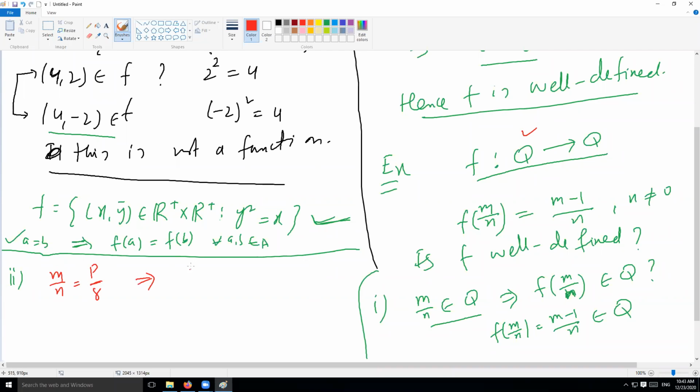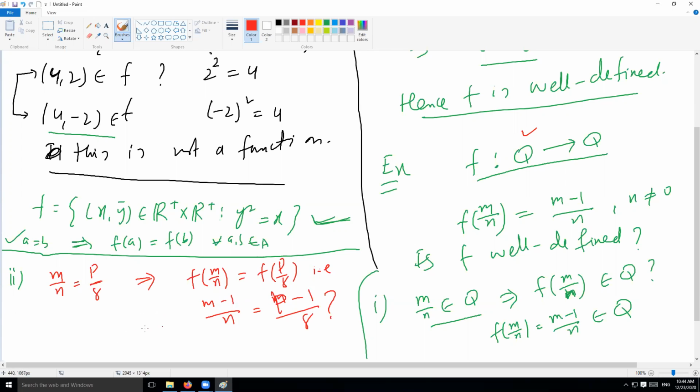Can I say that from this it follows that f of m upon n is equal to f of p upon q, that is, m minus 1 upon n is equal to p minus 1 upon q? Can I say this would be true? Would that be true? Yes, sir, it can be true. Are you sure? Yaar, dekho na. You know how it is possible.